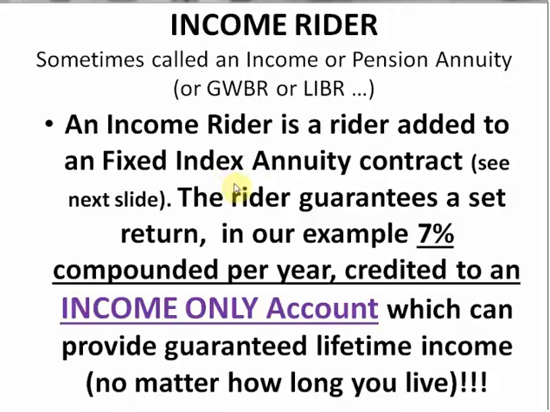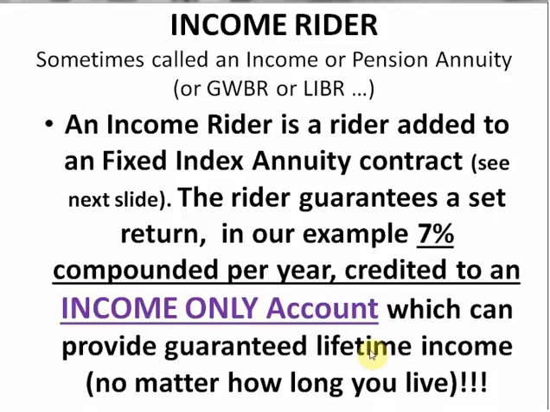The rider guarantees a set return, in our example of 7% compounded per year, and that return is credited to an income-only account. Now, I put that income-only account in purple here because I want to differentiate it from the real or contract value. It's an income-only value. That income account can guarantee you or provide you income for your life no matter how long you live. So it's a rider added to an annuity contract.